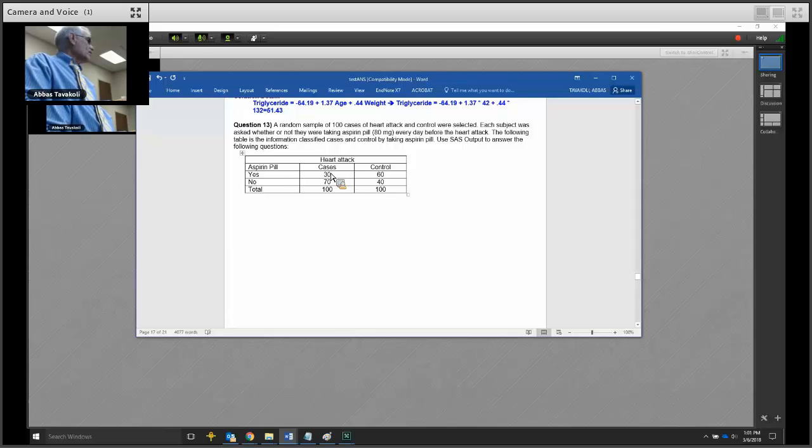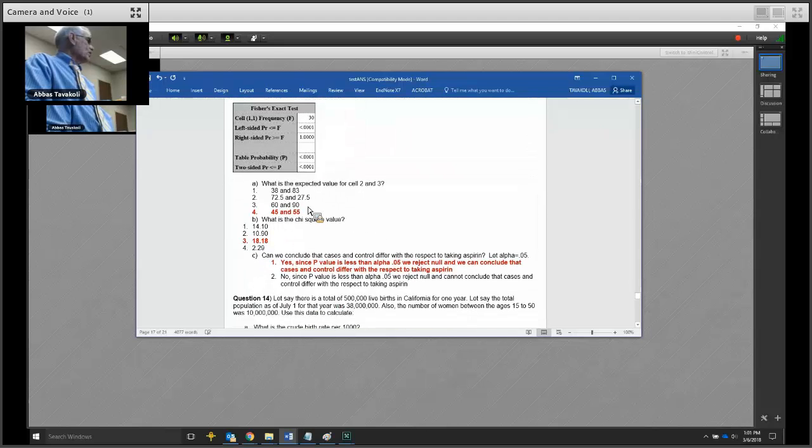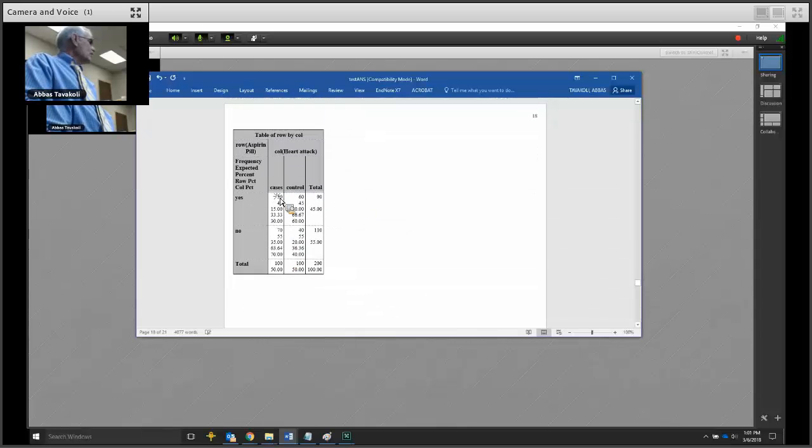So this is another question we have for heart attack and for group. So you have cases controlled versus they take aspirin or not. So it's chi-square. So I ask you expected value for cell 2 and 3. So the first value is your observed, the second value the expected. So the second cell is 45, the third one is 55.